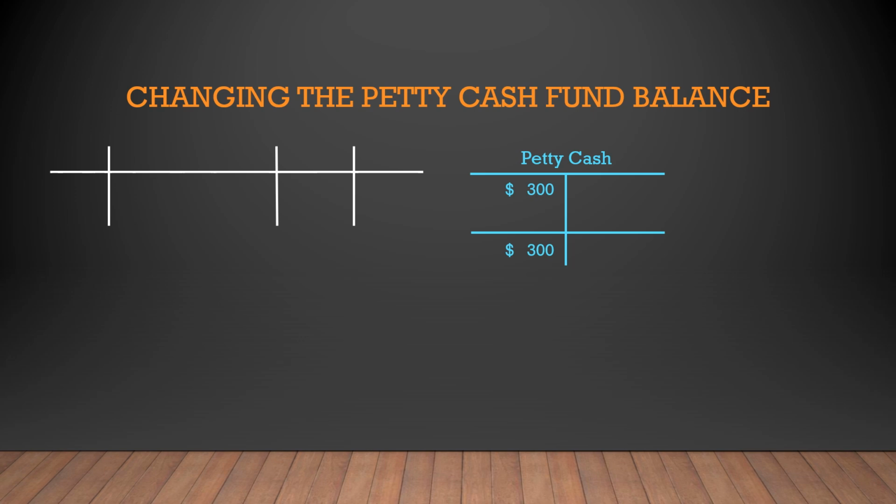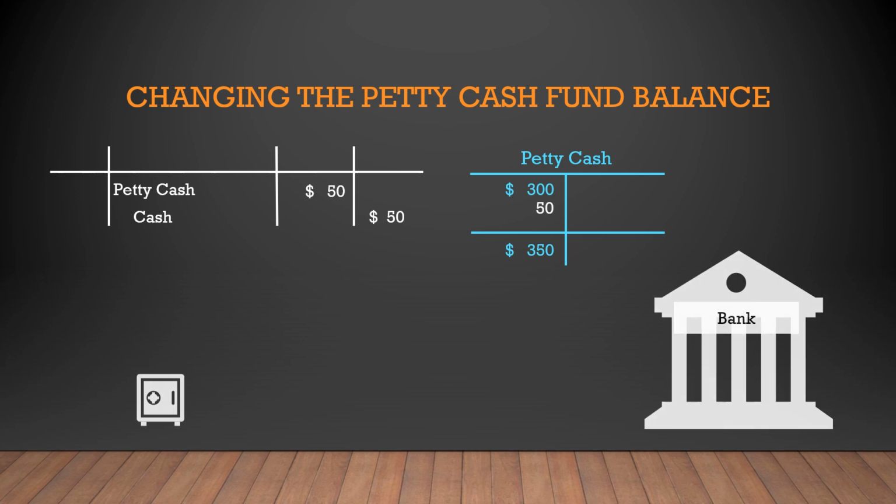What if we decide that $300 is too little and we want to raise the balance to $350? In that case, debit petty cash and credit cash for $50. Post the amount to the ledger, and the new balance becomes a $350 debit.